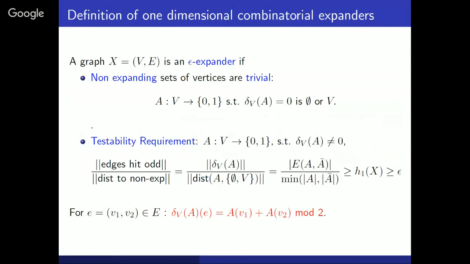And second, we want a testability requirement, as they call it. We want that for every set that must expand, its boundary is not zero, where in the boundary, the number of edges that this set hits an odd number of times is proportional to the distance. So we look at the ratio between the number of edges between the set and the complement, divided by the minimum between the set and the complement. But what is this minimum? I want to argue that we actually divide by the distance to the non-expanding sets. So we divide by the distance between A and the non-expanding sets, which are the empty set and V. So this is what we are actually doing, and this will be instructive when we move to the higher dimensional case.